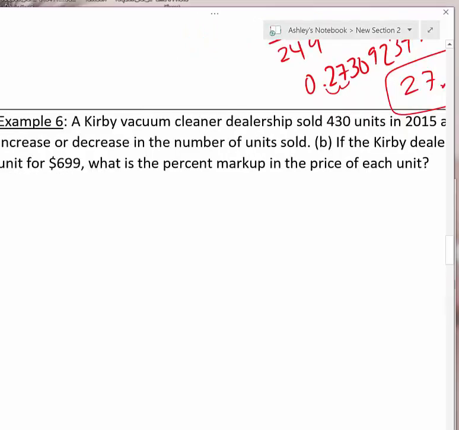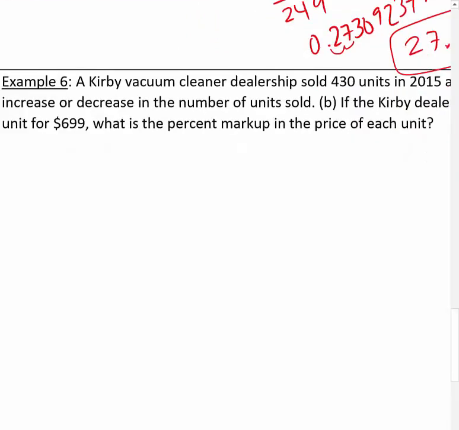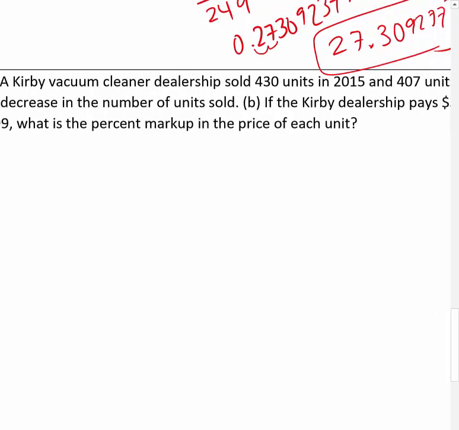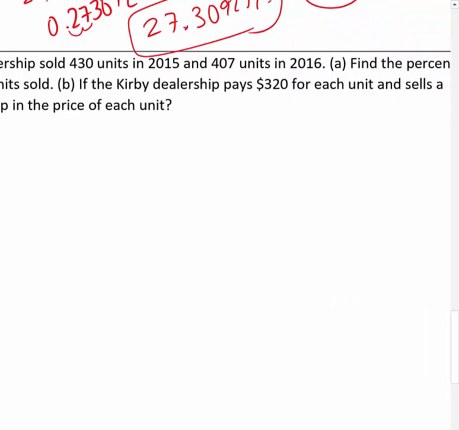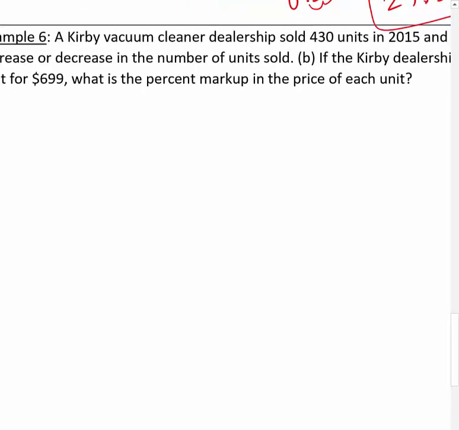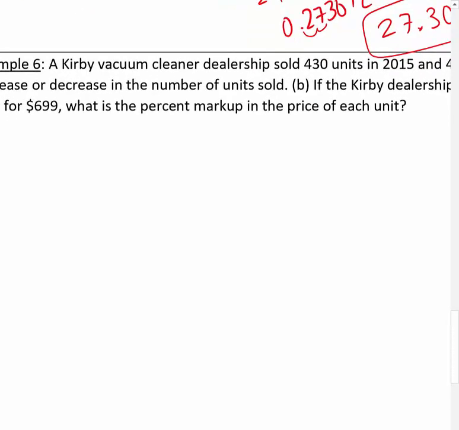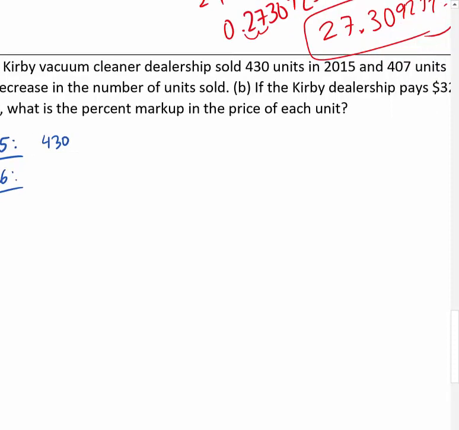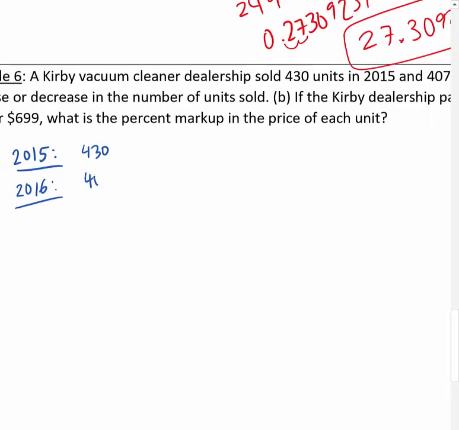Let's see. So let's try the next one. Okay, a Kirby vacuum cleaner dealership sold 430 units in 2015 and 407 units in 2016. Okay. First they want us to find the percent increase or decrease. Okay, let's see. So they said in 2015 they sold 430 units. In 2016 they sold 407 units.